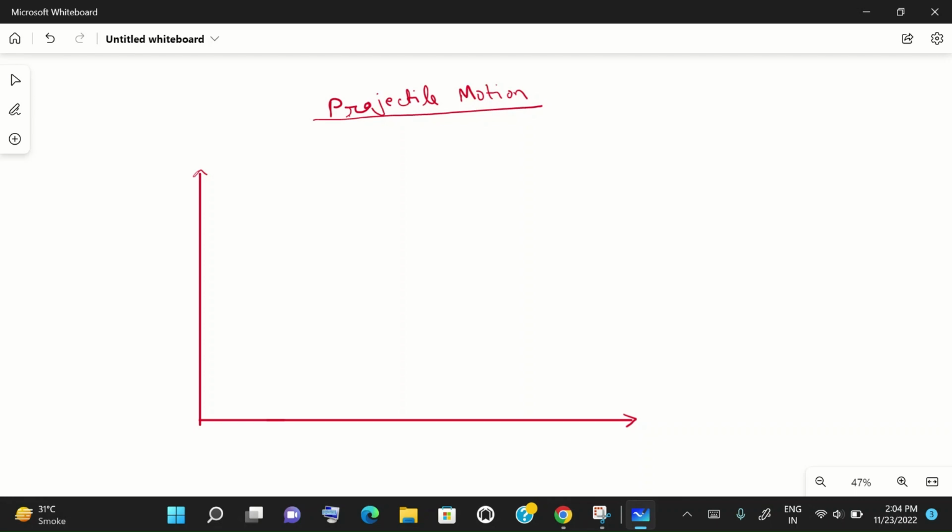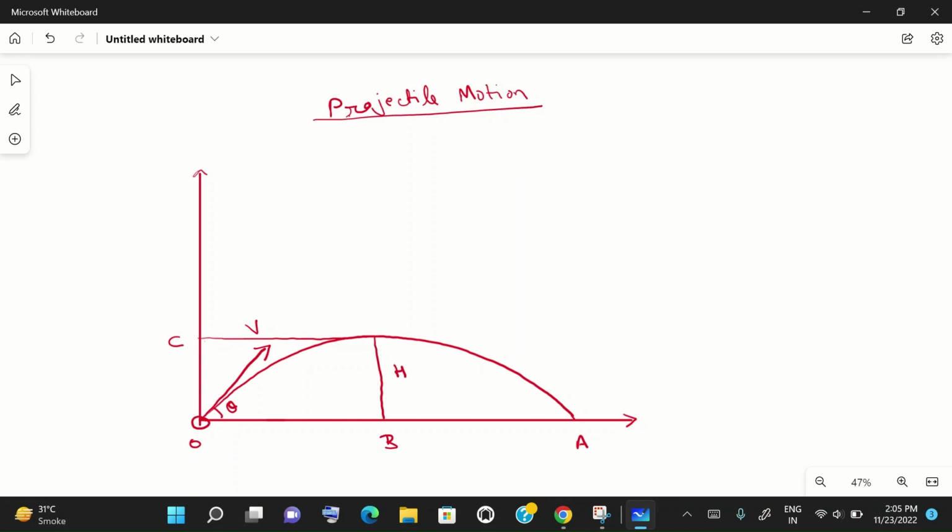In this video we will derive various formulas for projectile motion. So suppose there is a particle thrown from point O at an angle theta from the horizontal with initial velocity v. It will move like this in projectile motion, and this path is called the trajectory. Suppose it lands at A, this is the maximum height, this is B, and this is C.